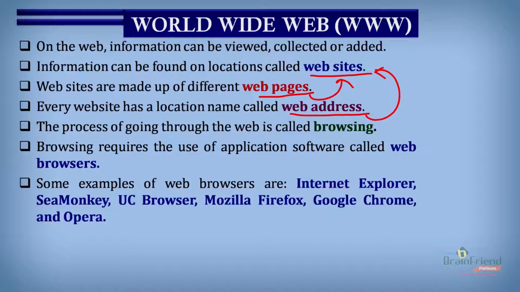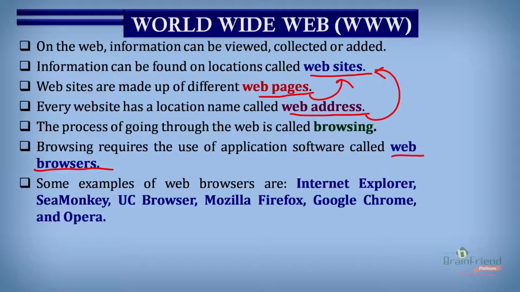So whenever you're going through the web, generally it is said that you are browsing. Some others call it surfing. So to browse the web, it means you need to make use of an application software called web browsers. So with the help of web browsers, we can browse the web and have access to websites.